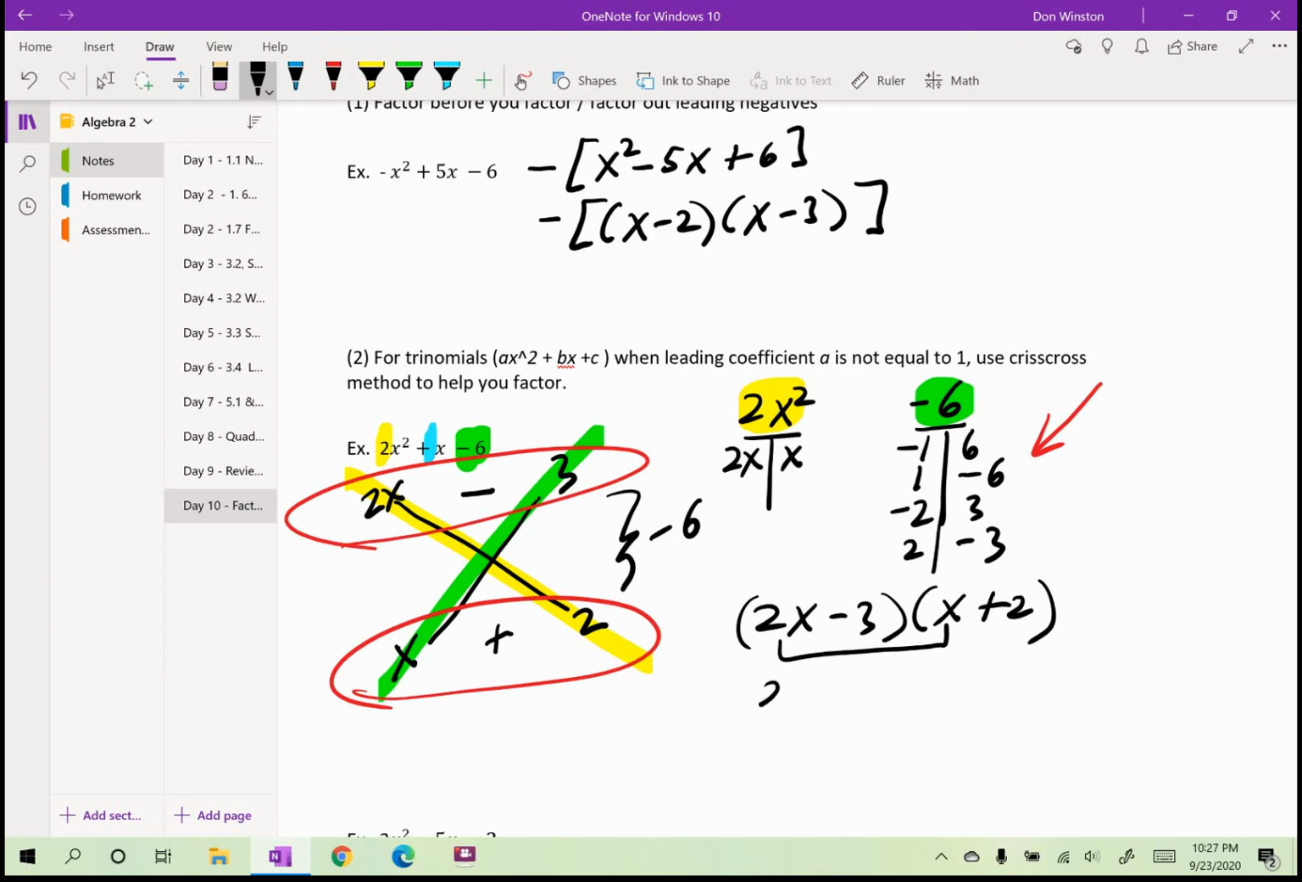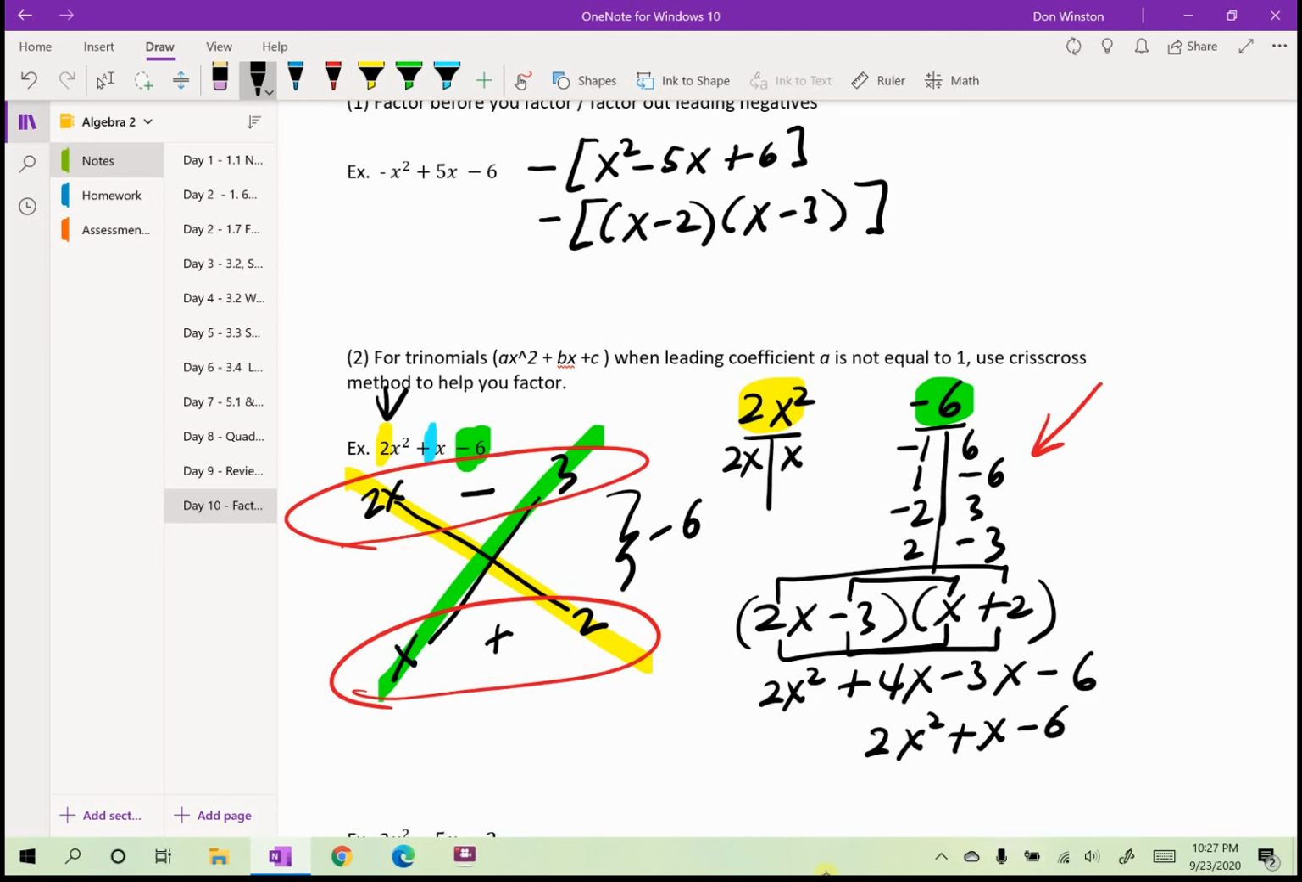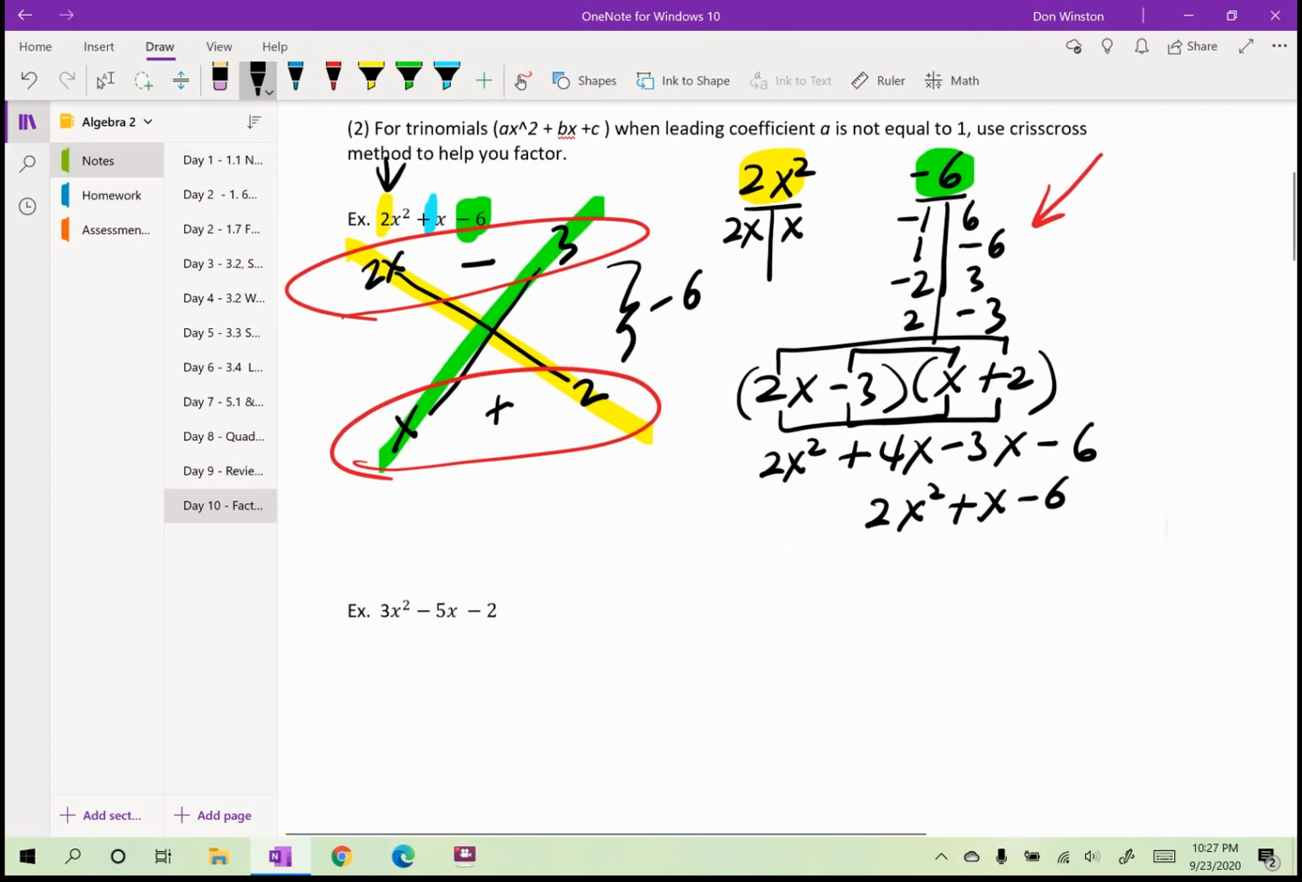2x times x is 2x squared. And 2x times a positive 2 is a positive 4x. And then negative 3 times x is minus 3x. And then negative 3 times 2 is a negative 6. And we get 2x squared plus x minus 6. See, as I told you, when the leading coefficient a is not equal to 1, we have to find factors of 2 and negative 6 that give us 1. It's a little more difficult. So I'll do another example.